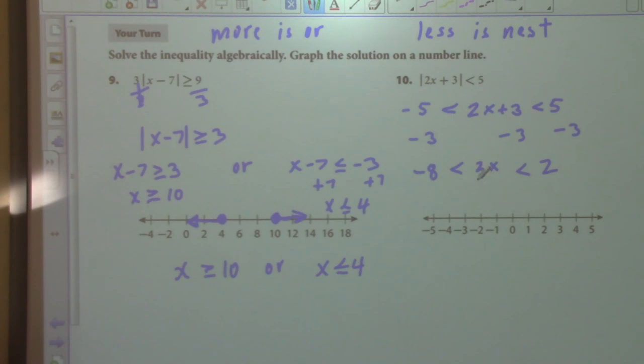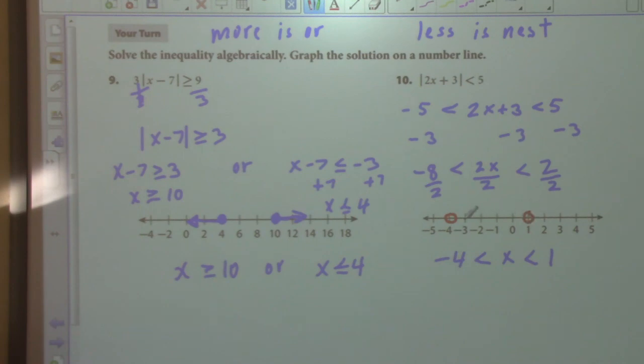And what's the last thing we can do? Divide by 2. We can divide everything by 2. And what do we have left here? Negative 4 is less than x, which is less than 1. And so now we get to Chloe's observation about whether we draw a point here closed or open. Open. Okay, so open.